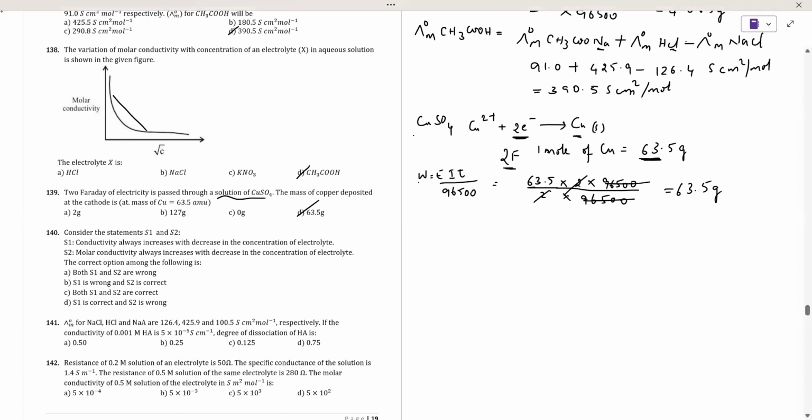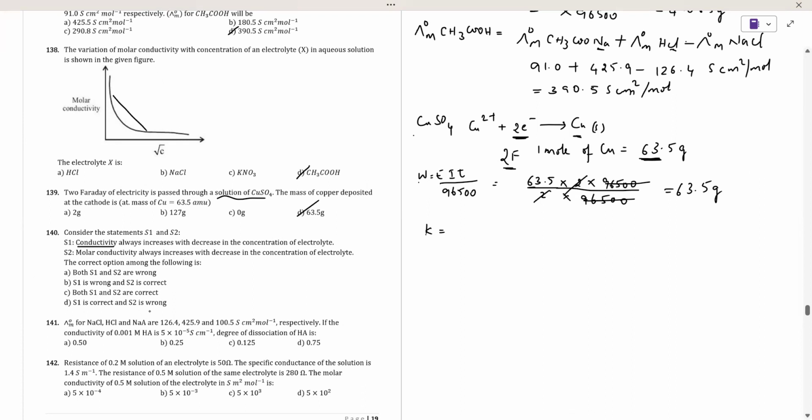Okay, now coming to question 140. So what is 140, students? Consider the statements S1 and S2. Conductivity always increases with decrease in the concentration of the electrolyte. So basically in statement 1, they're trying to say that conductivity, what is conductivity? We all know that conductivity is nothing but K, or specific conductance, isn't it? So they are saying the K value increases with decrease in concentration of the electrolyte.